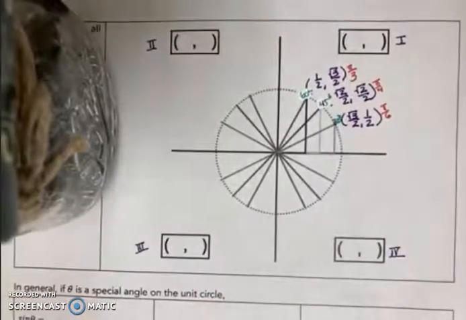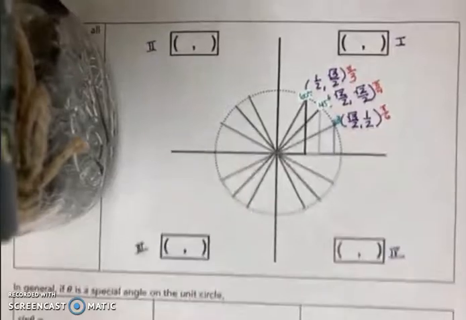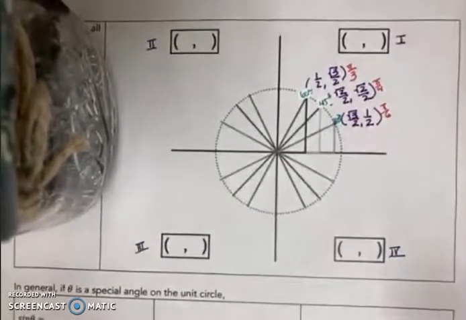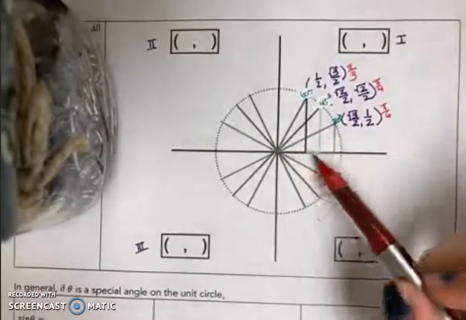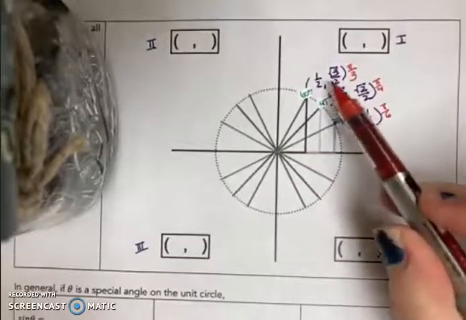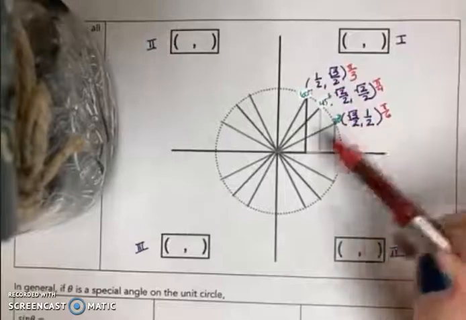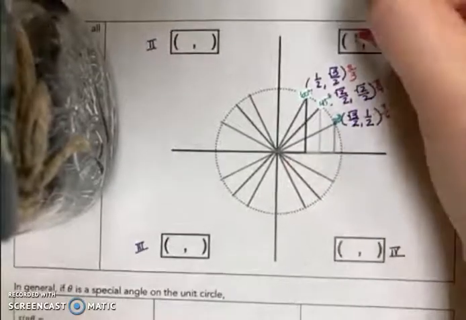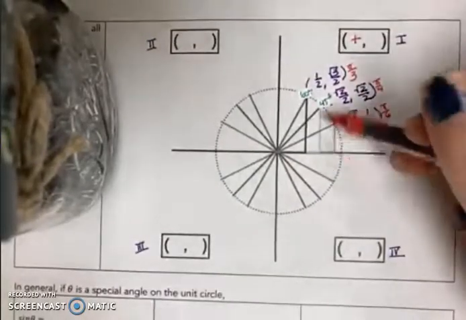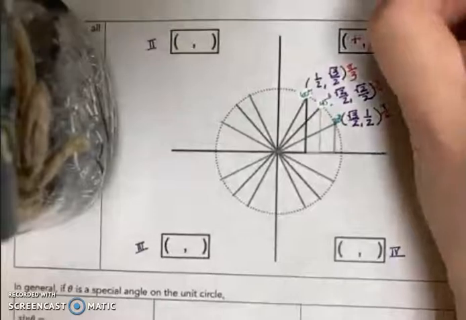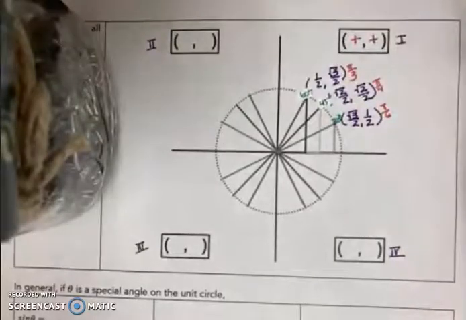Now, it just so happened that in quadrant 1, these were both positive values, and by these I mean the x and the y values, because we went right and up. So you can see each of my x values were positive because I was moving right, and each of the y values was positive because I was moving up.